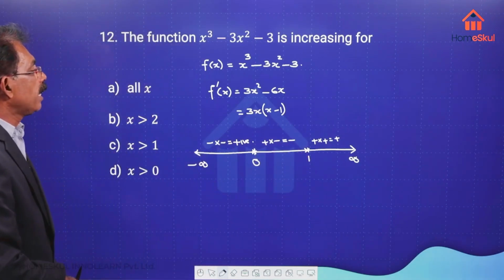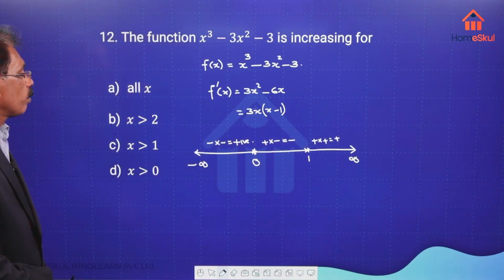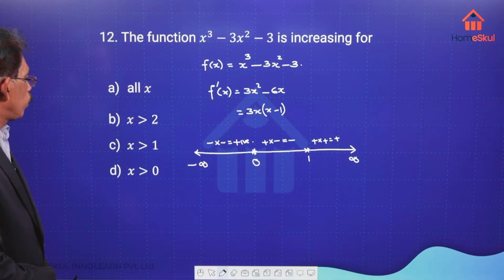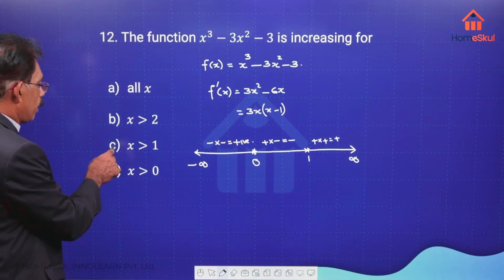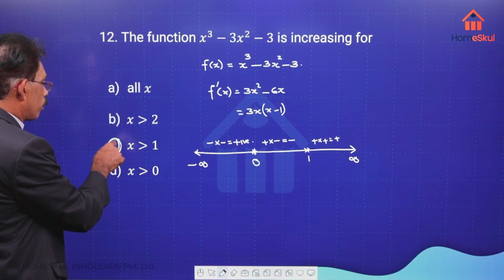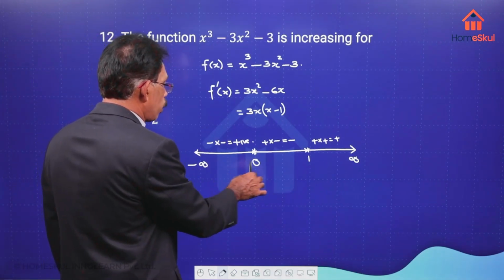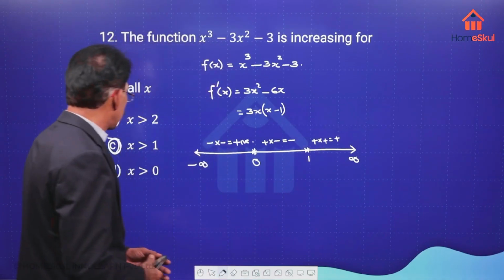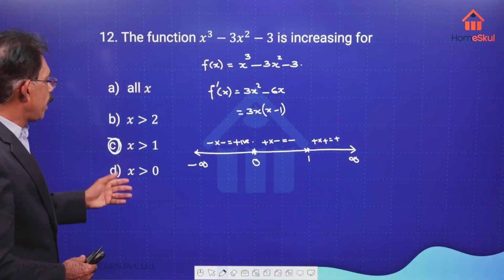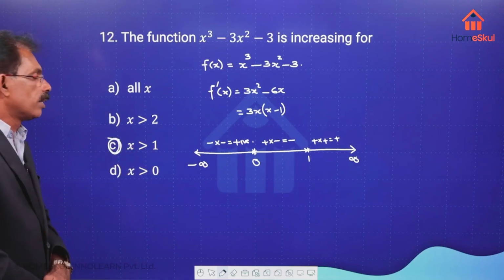So the question is, where are we increasing? X greater than 1 increasing. There are two increasing intervals, minus infinity to 0 and 1 to infinity. But our option indicates only x greater than 1. That is the correct answer.